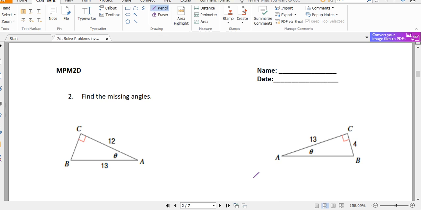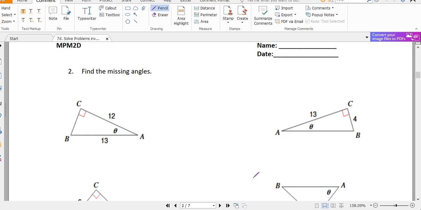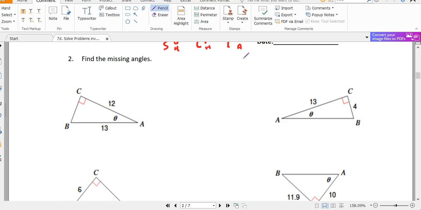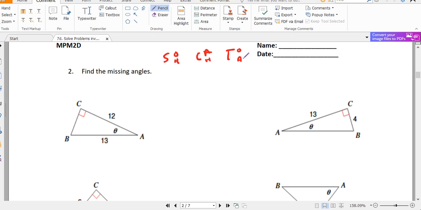Alright, now, the one I do want to address is finding the missing angles. Okay? So to find the missing angles, we are still using the same thing. We are still using SOHCAHTOA. Now, however, the difference is that we are not given the angle. Okay? So we are asked to find this angle, but the steps are the same.